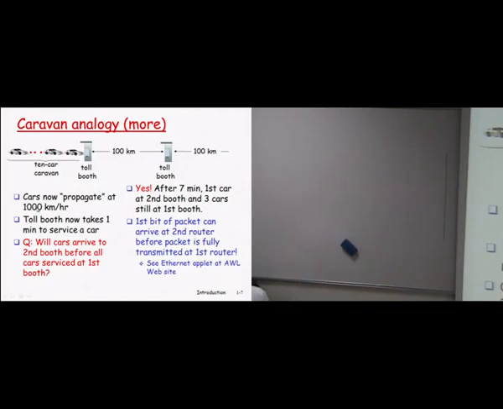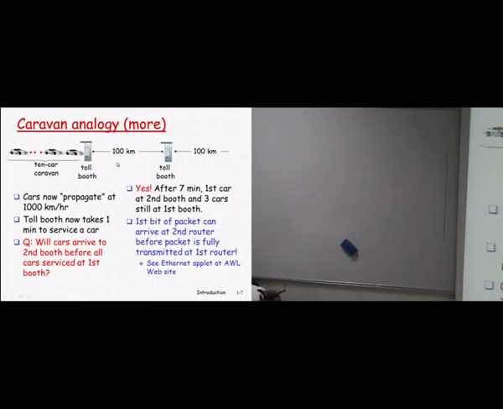Will cars arrive at the second toll booth before all the cars are serviced at the first toll booth? Yes. After 7 minutes, the first car is at the second toll booth and 3 cars are still at the first toll booth, because 7 minutes means 7 cars have been processed in 7 minutes. So the first car will be at the second toll booth and 3 cars are still at the first toll booth, which need to be processed.